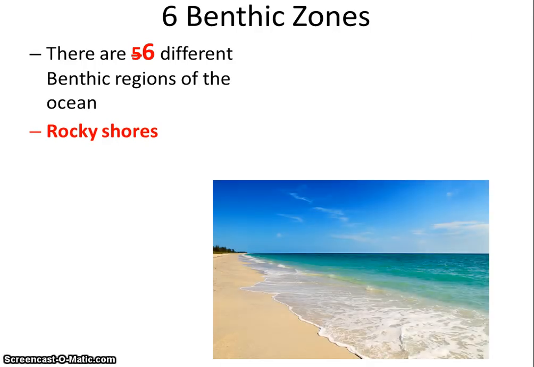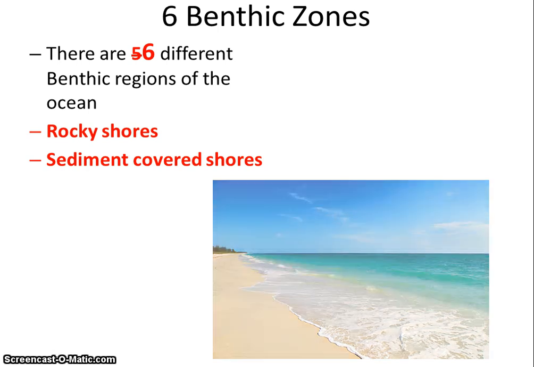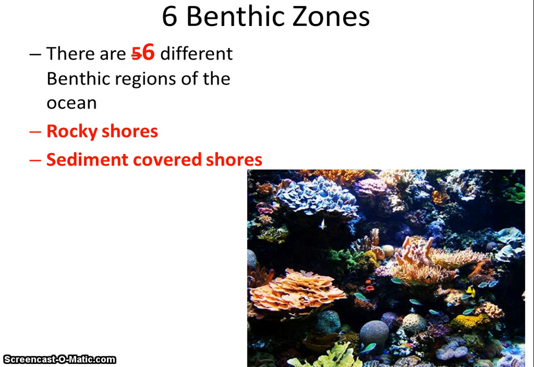The second is sediment-covered shores. When you have a shore not made out of rock, it's usually going to be made out of sand, silt, clay, or mud, and that's a sediment-covered shore. The third is this, coral reefs. This we'll talk about in 3 lessons from now, but a coral reef is absolutely near the ocean bottom. Coral is a bottom-dwelling sessile organism, and coral reefs are a benthic region.